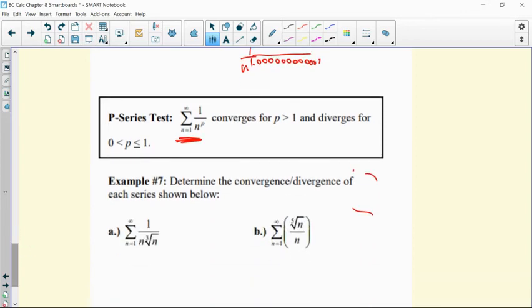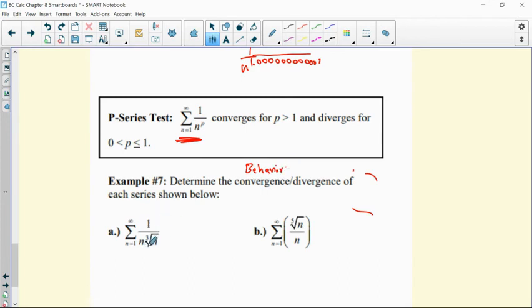Here's how you could use the p-series test to determine does it converge or does it diverge. And again, it doesn't tell us what the sum is. It just tells us the behavior. And so when it says determine the convergence or divergence of a series, we're really looking at the behavior of that series. Okay. So we look at this.